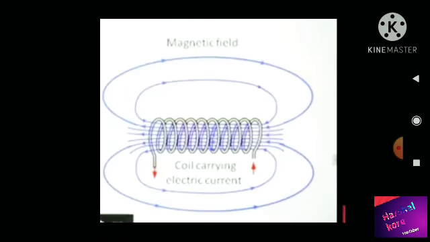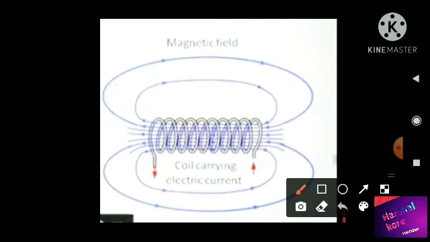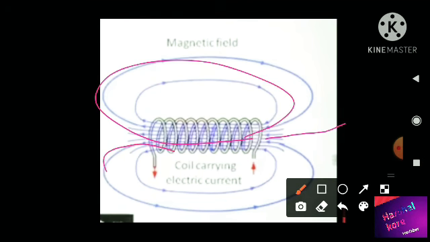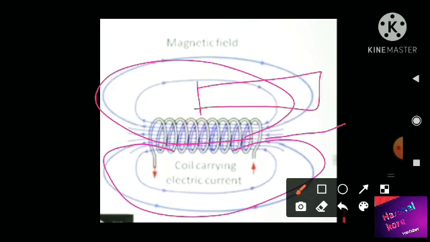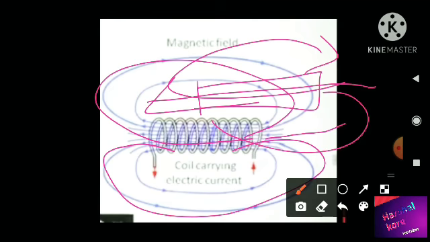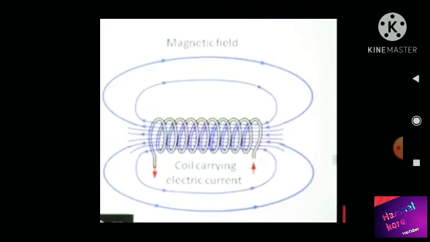So the magnetic field of a coil carrying electric current: if the current flows like this, it looks like north to south, north to south. It is like a bar magnet also. The bar magnet also looks the same, north to south, north to south. So the solenoid acts as a bar magnet, with magnetic field lines like a magnetic bar. So this is the coil carrying electric current.